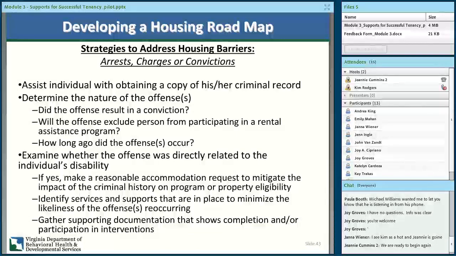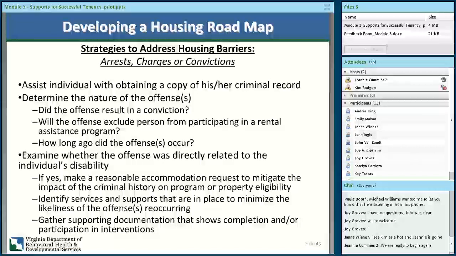Now let's turn to strategies to address housing barriers such as prior arrests, charges, or convictions that may interfere with accessing rental assistance or rental housing. Here are some strategies to address those issues. First, assist the individual with obtaining a copy of their criminal record.